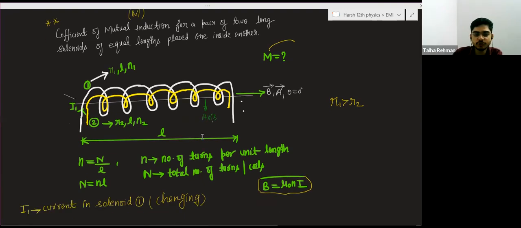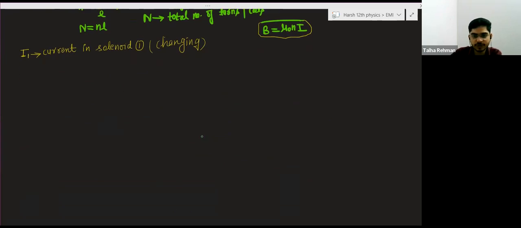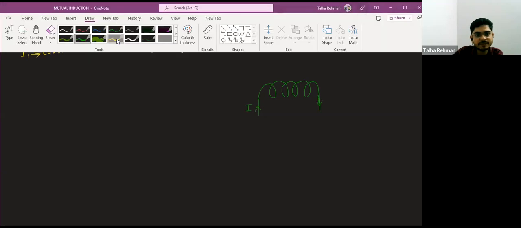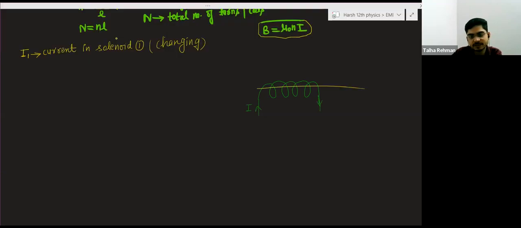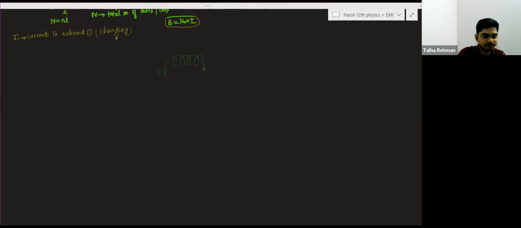And I have told you what happens in a solenoid. Suppose this is your solenoid. A solenoid is basically a wire, and in this solenoid there is a current I, and this current is flowing like this. So in this solenoid, the magnetic field, I have told you, will be axial.